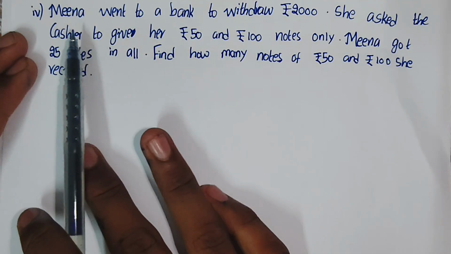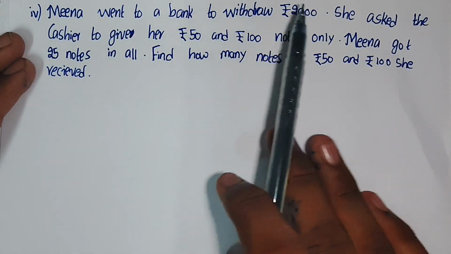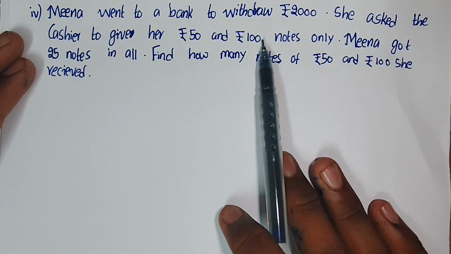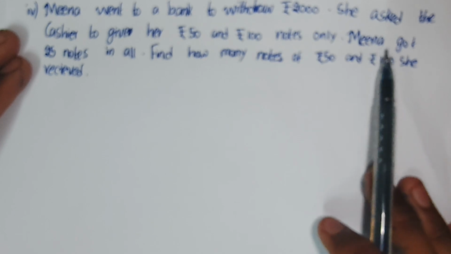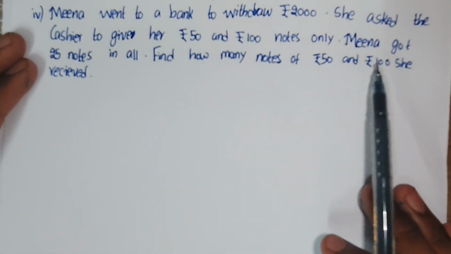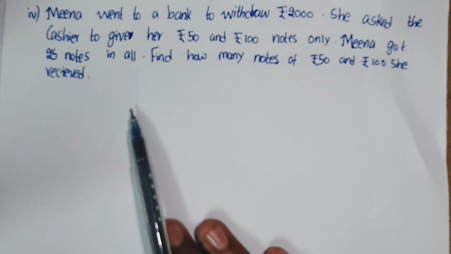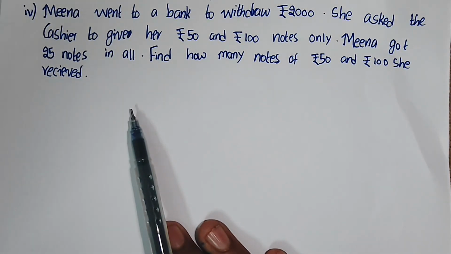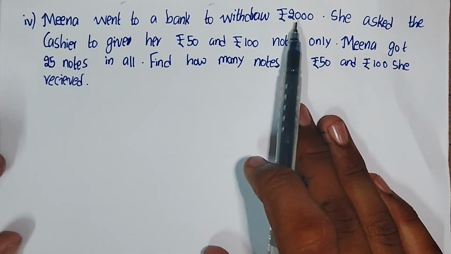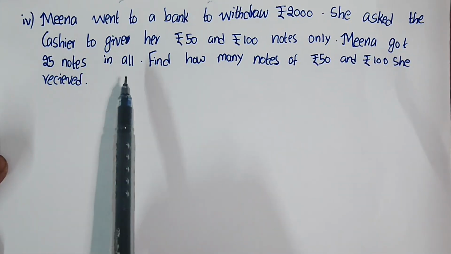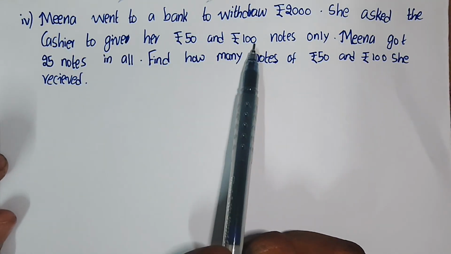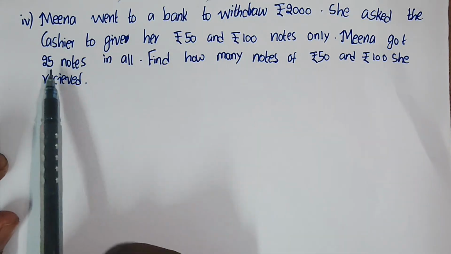Fourth question is: Meena went to a bank to withdraw 2000 rupees. She asked the cashier to give her 50 rupee and 100 rupee notes only. Meena got 25 notes in all. Find how many notes of 50 rupees and 100 rupees she received. A girl named Meena went to the bank to withdraw 2000 rupees. She asked the cashier, who gives money, to give her 50 rupee and 100 rupee notes only. Meena got 25 notes in all.